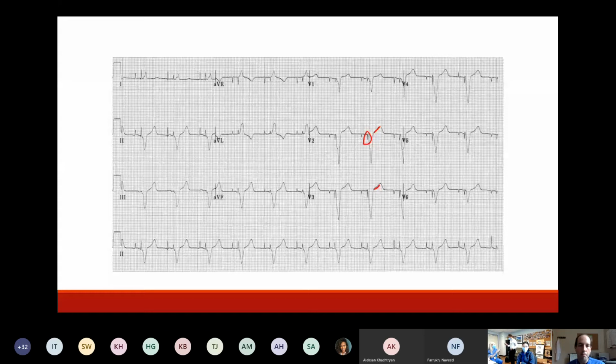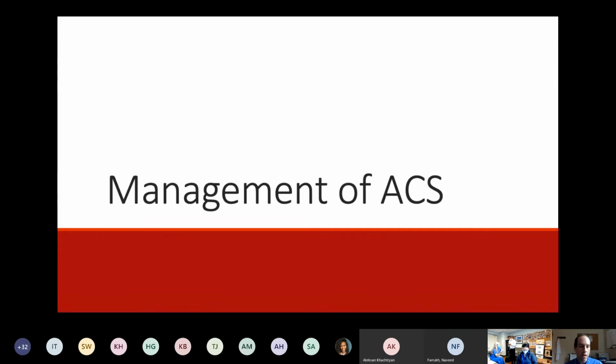So somebody with a ventricularly paced rhythm, you really can't tell anything about the ST segment. So don't be tricked into thinking that your patient who's being paced is having a STEMI just based off of their EKG alone.